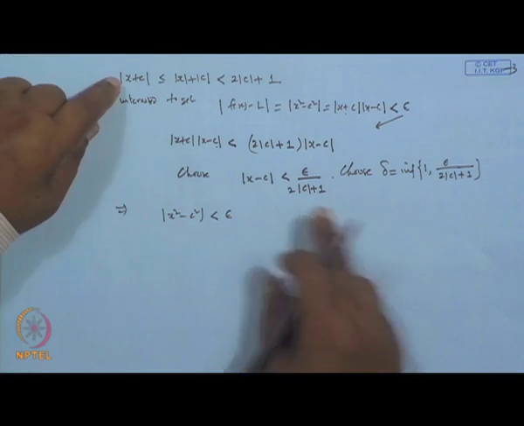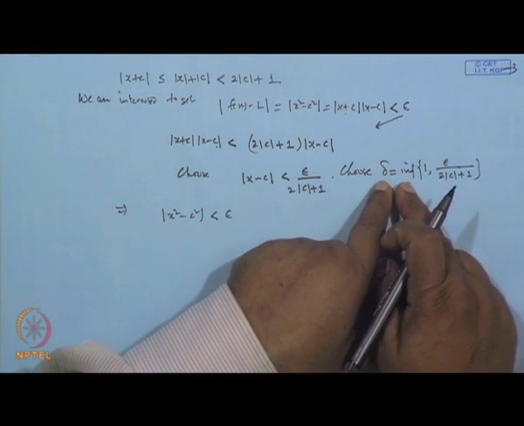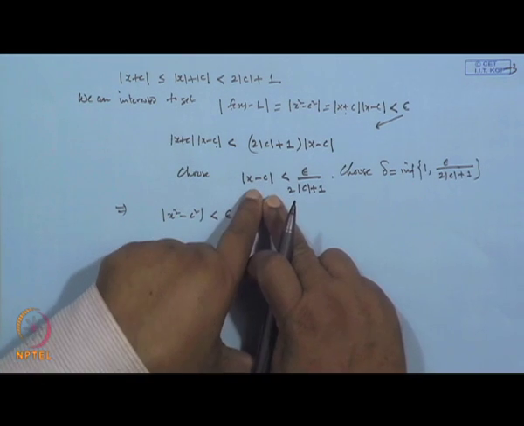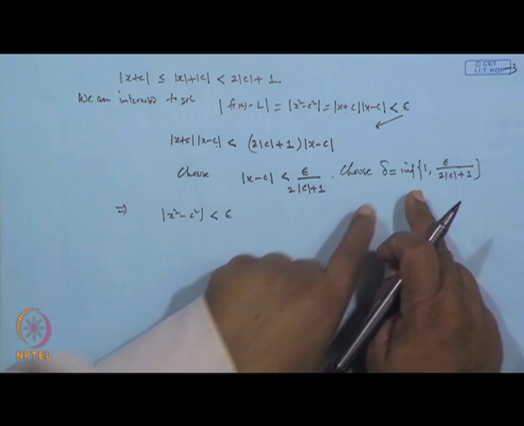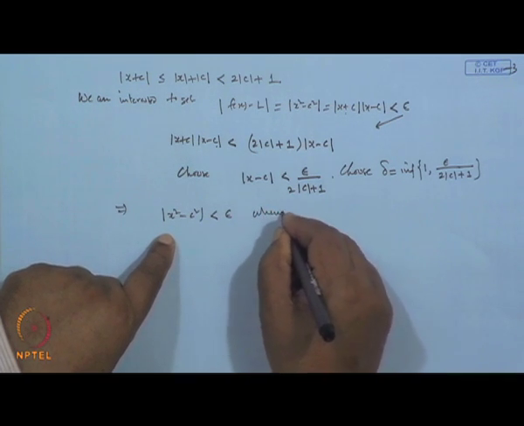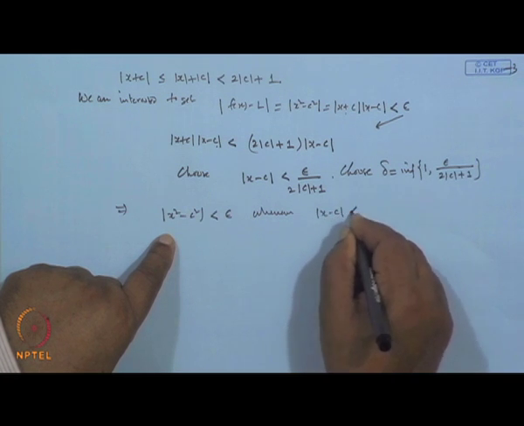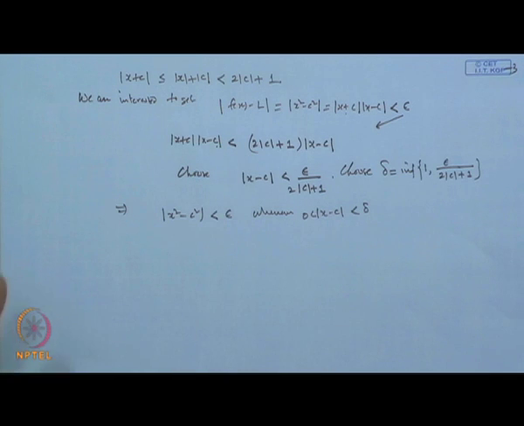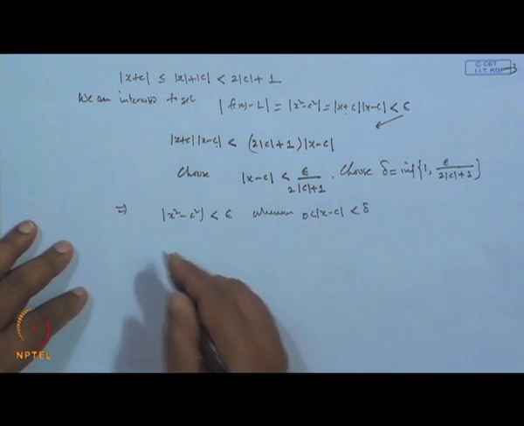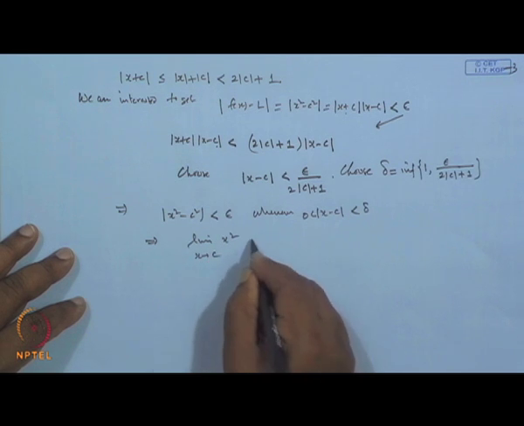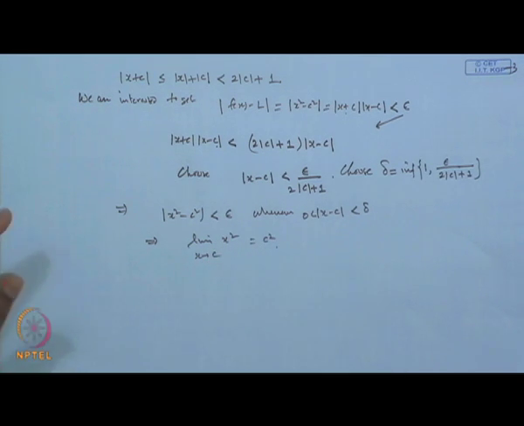That is, for a given epsilon, we can identify this delta such that if any x satisfies mod x minus c less than delta, this will continue to hold whenever mod x minus c is less than delta, and of course greater than 0. So, what does this show? This shows the limit of the function x squared when x tends to c is c squared. That is the answer for it.